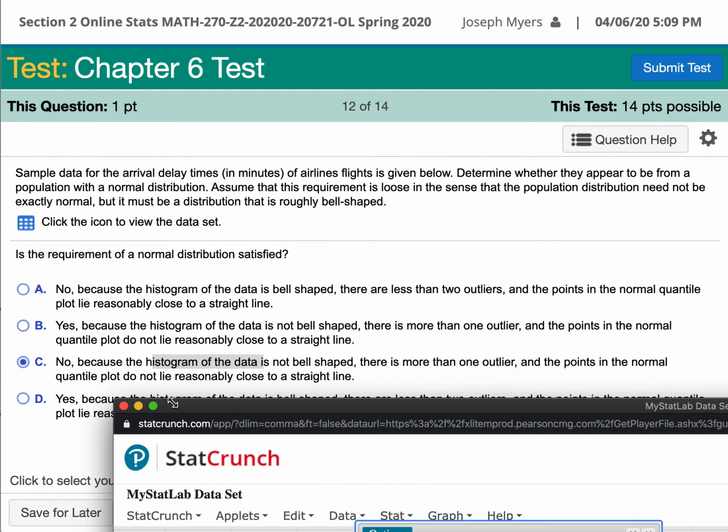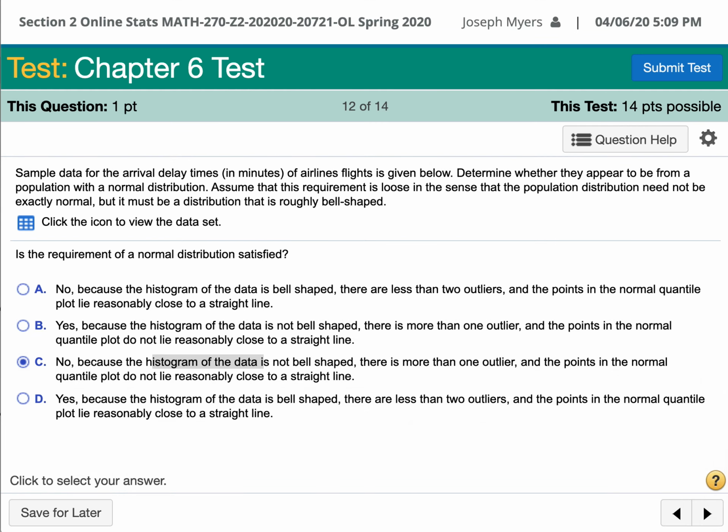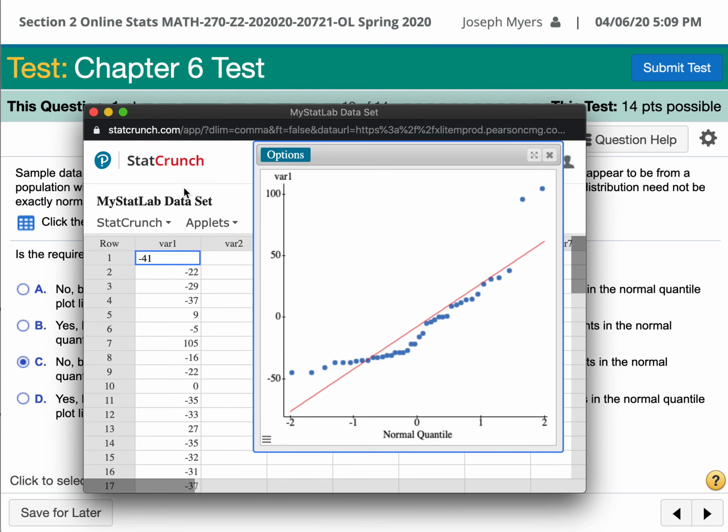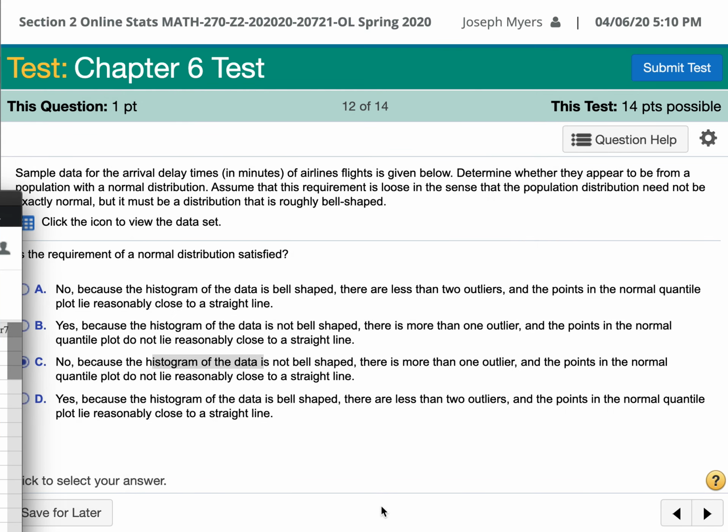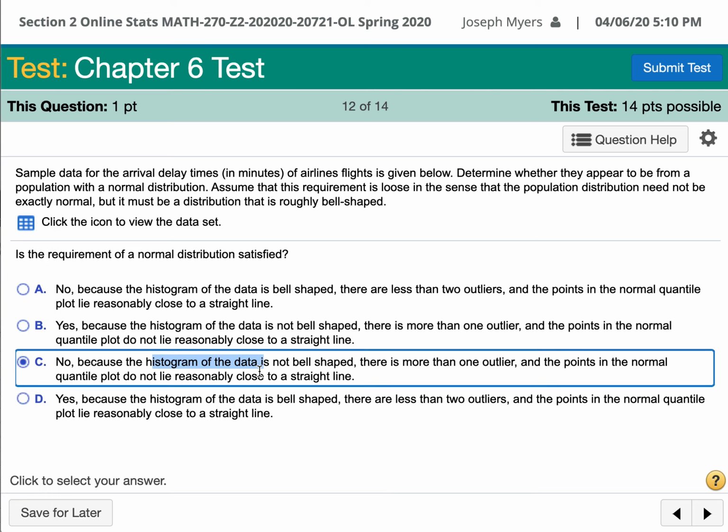Sorry about that. I accidentally made the window super big. You can see the outliers, like those outliers and things. But the main thing is the points in the normal quantile plot. Oh, they misspelled quantile. Oh no, they didn't. Okay, sorry.